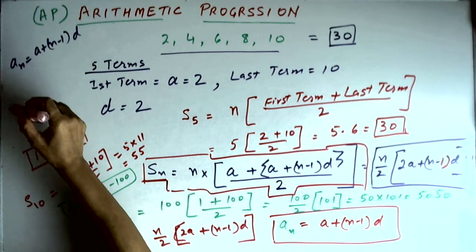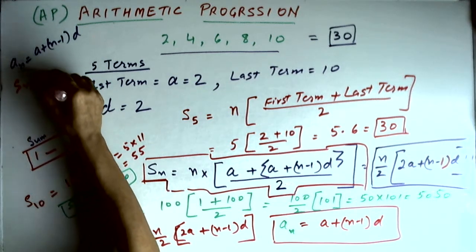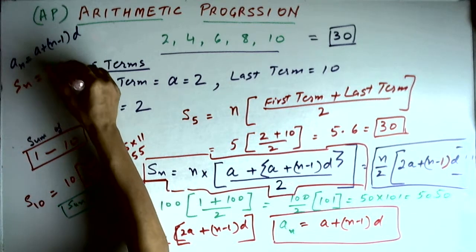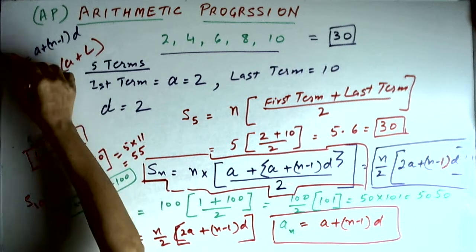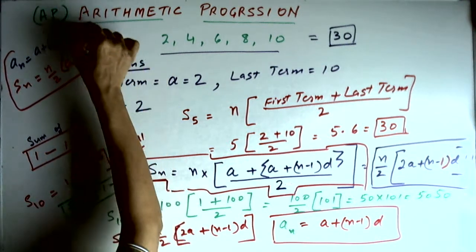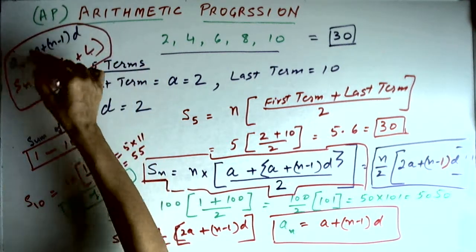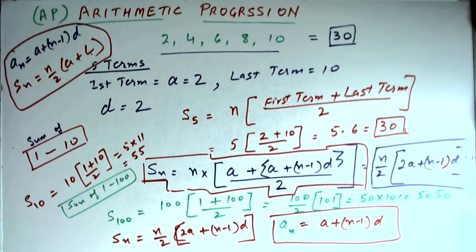the sum of n terms is equal to n by 2 into the first term and the last term. So remember this, and the last term you can find out by putting in the earlier formula of the nth term.